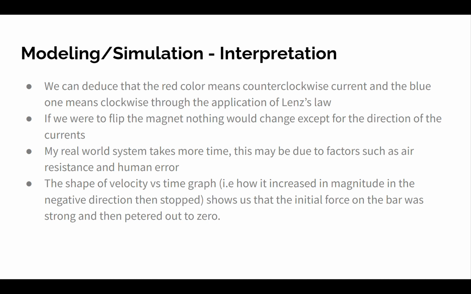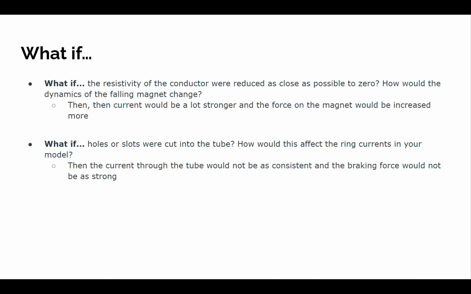So now for the what-ifs. What if the resistivity of the conductor were reduced as close as possible to zero? How would the dynamics of the flying magnet change? If the resistivity was reduced as close as possible to zero, then the current in the conductor would have been larger, because of the V equals IR rule, and because the voltage would have been consistent with the previous experiment. So the current would be a lot stronger, and the force might be increased more, or it could potentially be decreased by having a higher current and have the magnet come down a little bit slower.